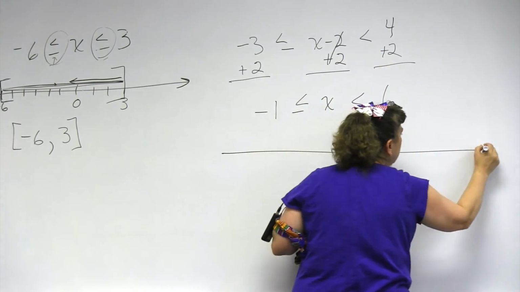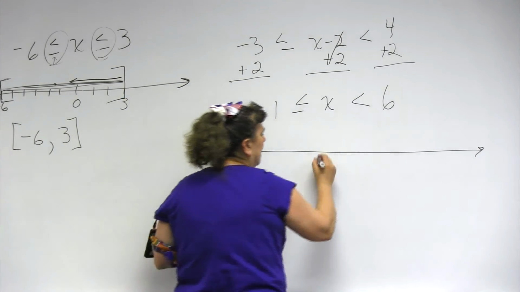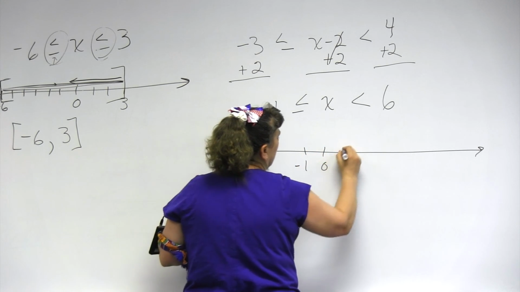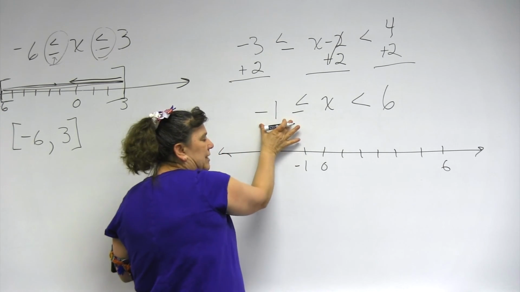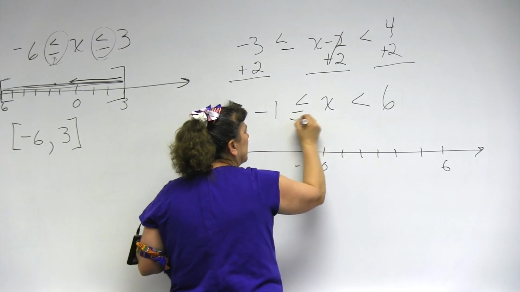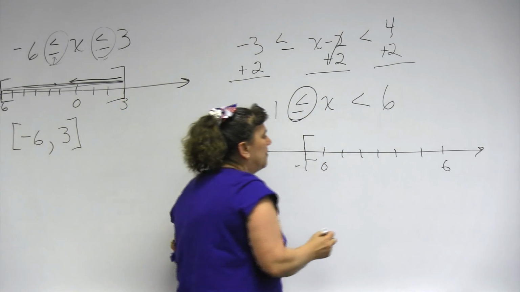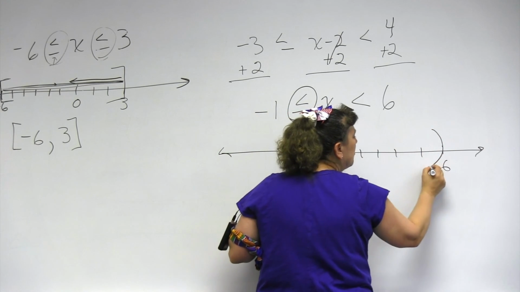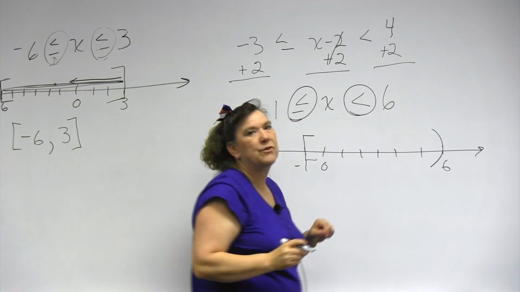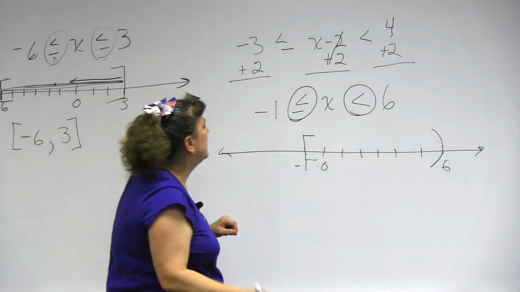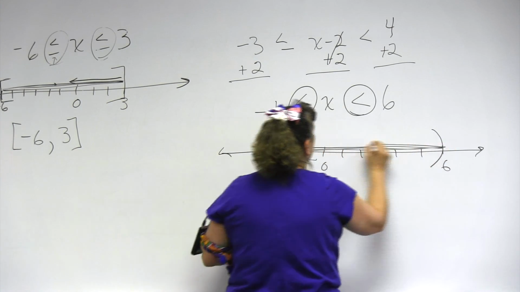Go to your number line. Now that x is all by itself, we do just like we did the other one. Here's my 0. Here's -1. And there's 6. Okay? -1 is my smallest number. It has a bracket because less than or equal to takes the bracket or the closed-in circle. Up here is my 6. It's going to take a parentheses because only an inequality without the equal sign uses either the open circle or the parentheses. And remember, it's the sandwich effect, so you fill in the middle.